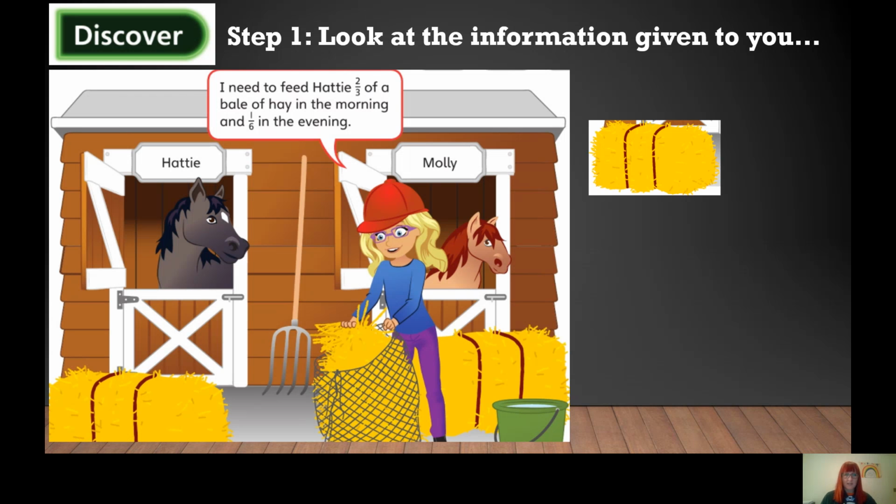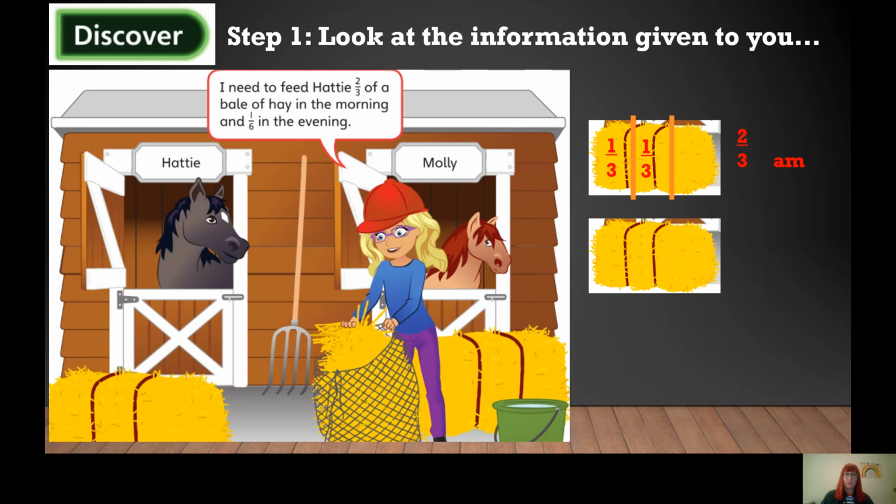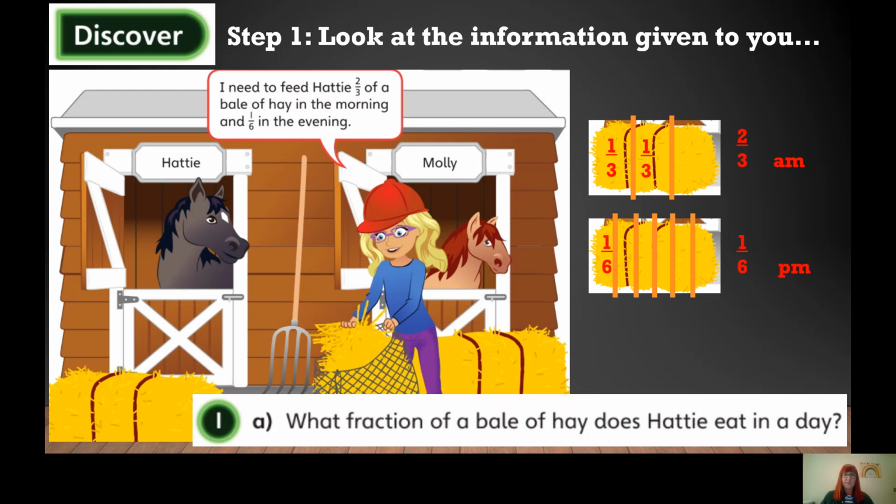Okay, so there's 1 bale of hay. And apparently in the morning, AM, Hattie eats 2/3 of that bale. Let's see what that looks like. Okay, split into 3 equal parts. That's 1/3, that's 2/3. So 2/3 of that bale of hay are eaten in the morning. In the evening, another bale of hay is given to Hattie. Apparently it's a 1/6. So if we split our bale of hay into 6 equal parts, apparently 1/6 is eaten. So with that in mind, what's the maths problem?